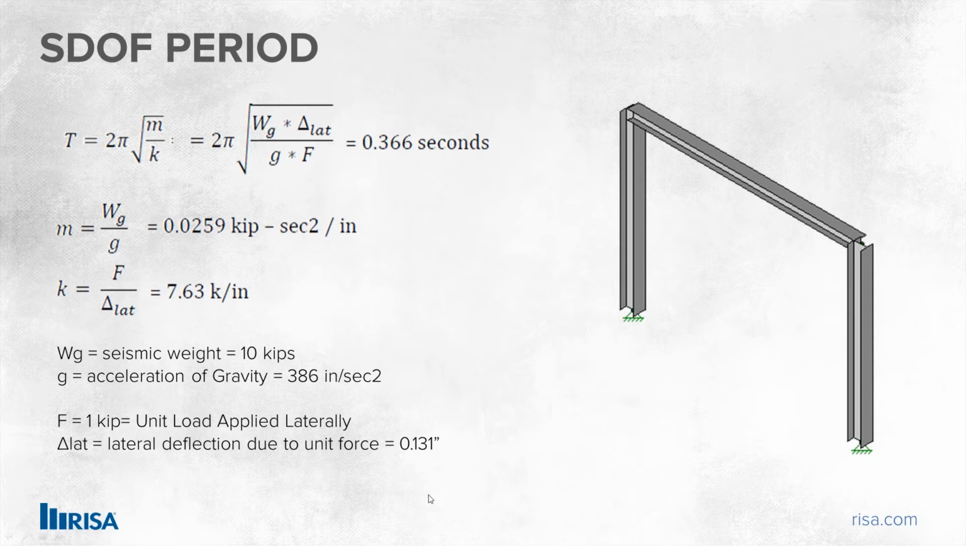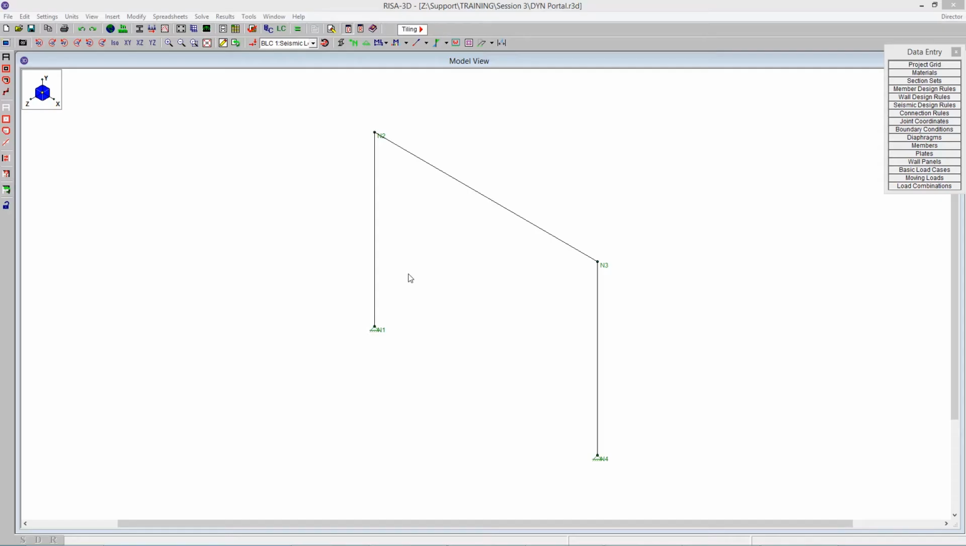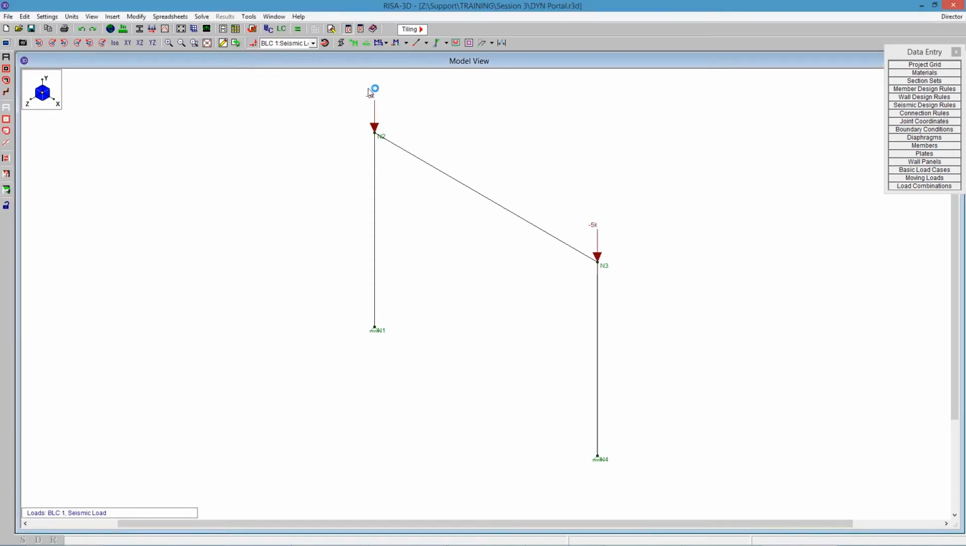Jumping back over to RISA 3D here, we can see I have this frame which I described. I have 5 kips on each node applied vertically down, and we can see that here if we run that. Let's take a load combination. We've got that defined as our seismic mass.